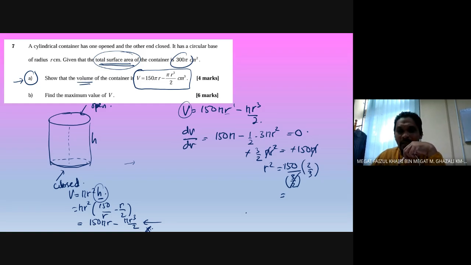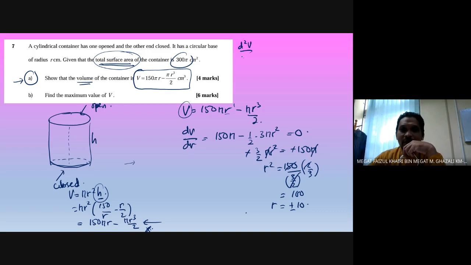Okay, 150 times 2 equal to 300. 300 divided by 3, 100, right? So r equal to plus minus 10. Okay, now we differentiate for a second time.